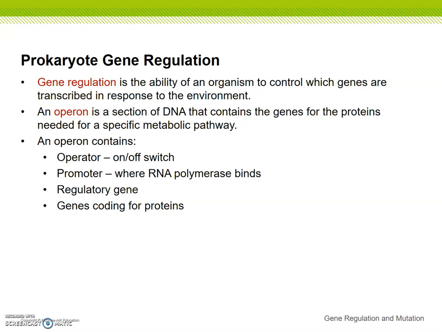So what gene regulation is, it's the ability of an organism to control which genes are transcribed in response to the environment. We have what's called an operon, which is a section of DNA that contains the genes for the proteins needed for a specific metabolic pathway. And an operon contains several things. It has an operator, which is kind of like an on-off switch. It has a promoter, which is where RNA polymerase is going to bind. It has a regulatory gene, and it also has genes that code for very specific proteins.